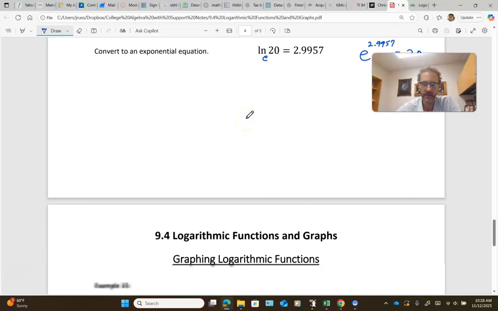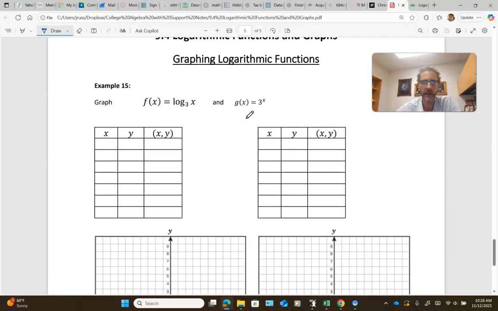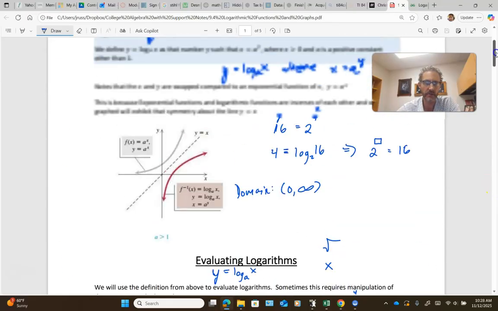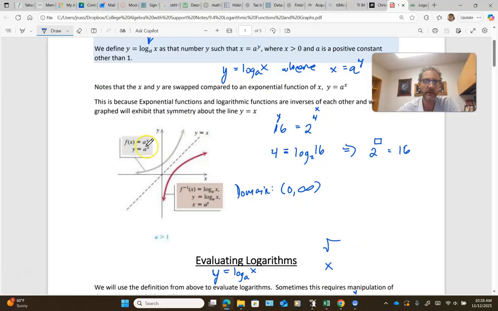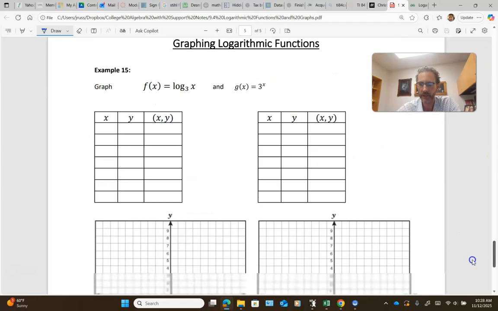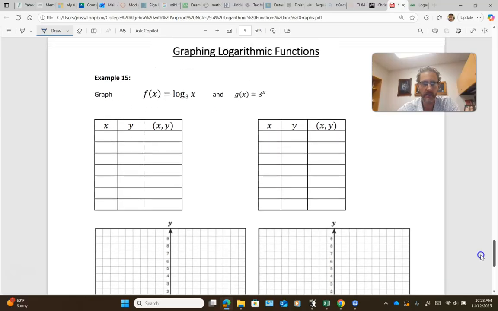All right, so the last thing we're going to do is talk about graphing, okay? And I showed you a general graph of a basic exponential function versus its inverse, which is a basic logarithmic function, okay? And we see that symmetry here, don't we? Let's actually try to do one by hand, okay?